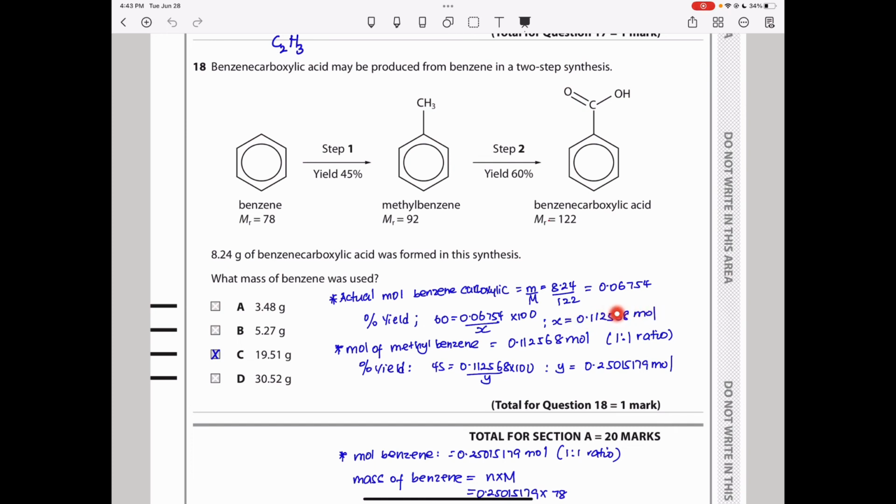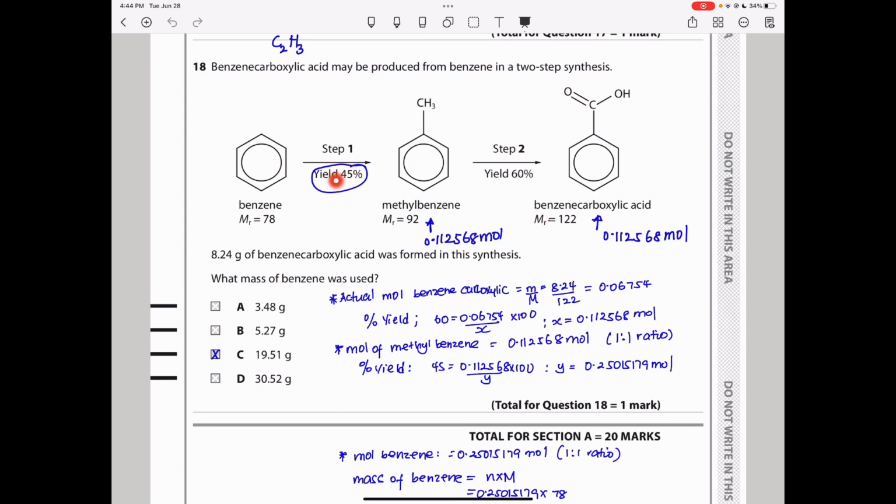Then I will use it to find the moles based on the equation. So based on the equation, the theoretical yield of this is going to be 0.11256.8 mole. Remember, this is in terms of moles, theoretical moles. Looking at the equation, the mole ratio is 1 to 1. It means the theoretical moles of this should be that. So I'm going to use this percentage yield to find the theoretical yield, basically to find other moles. So here in the second part of this calculation, I said moles of methylbenzene are going to be that, based on the fact that the mole ratio of methylbenzene to benzene carboxylic acid is 1 to 1.